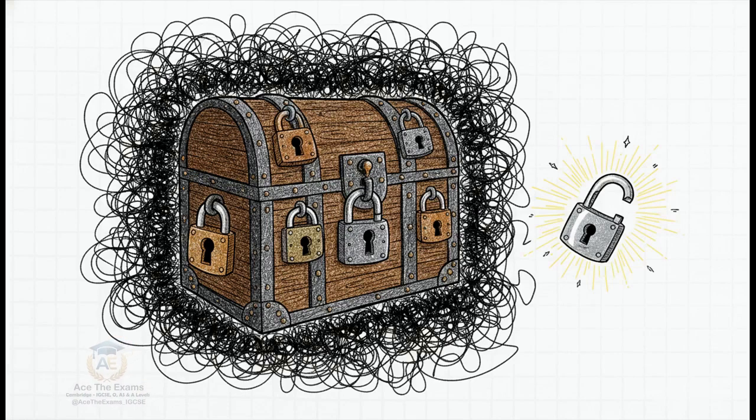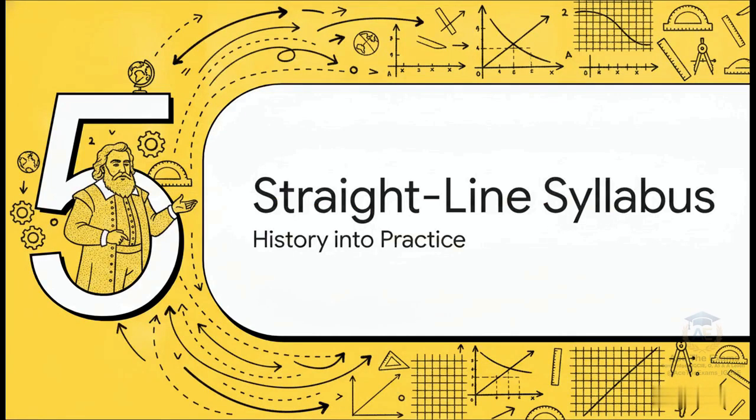This brings us to challenge 3, speed writing. When you know the method, you must execute it quickly and flawlessly. Let's translate this historical persistence into your actual syllabus toolkit. Section 5, the straight line graph syllabus, putting history into practice. We are now transitioning from the theoretical to the highly practical. We are going to take Descartes' magnificent invention of the Cartesian plane and turn it into your specific goals for the 0580 coordinate geometry module. It's time to build your final answering system.